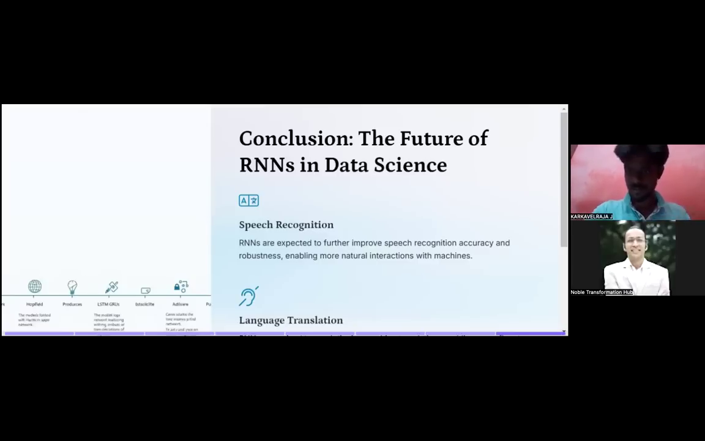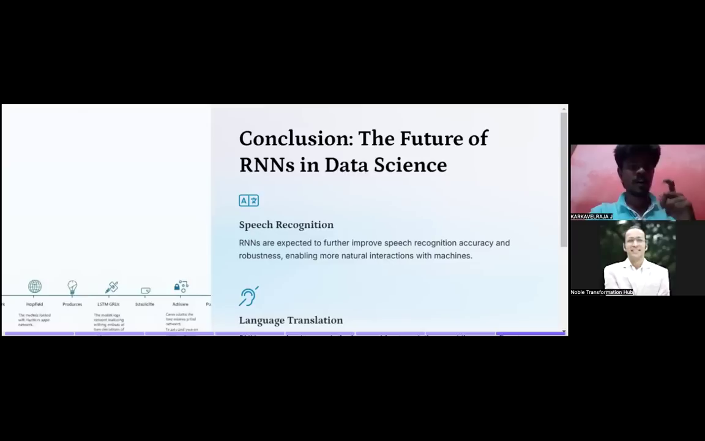What's the future, guys? We are in the present, right? We have ChatGPT, which is the future of RNN, but it is the present of RNN, which is built on top of RNN. That sequential character and temporal data understanding all derives from this RNN.